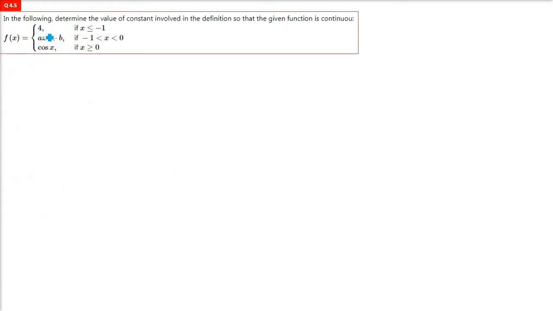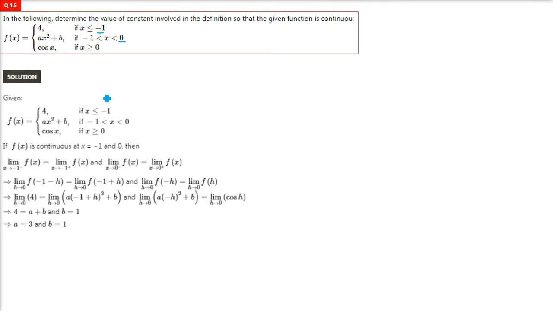So in the following, determine the value of the constant involved in the definition so that the given function is continuous. So we have minus 1 here, 0 here, and we have one constant 4, one polynomial, and one trigonometric equation. Okay. So let us check it at minus 1 and then we'll check it at 0 because these are the points of check for continuity and discontinuity, and since it is given already, it is.